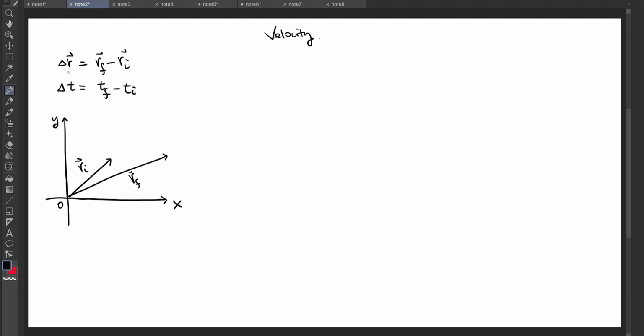Now let me proceed further with this difference. Since we know how to do subtractions for vectors, let's see, R final minus R initial. That result can be obtained by drawing an arrow pointing from the head of the initial vector to the final vector, and that is R final minus R initial, or delta R. That's the displacement. So now the definition of the velocity is the ratio of delta R and delta T, and it's called the rate of change of position.